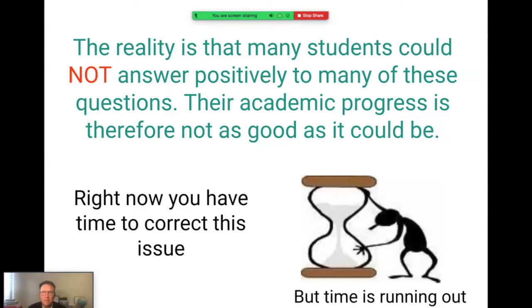The reality is many students can't positively answer those 3 questions, and their academic progress therefore is not as good as it could be. Right now you have time to correct these issues, but time is running out. So let's give you some advice so you can start putting it into practice and achieve to your potential.